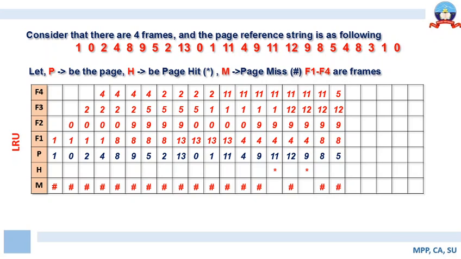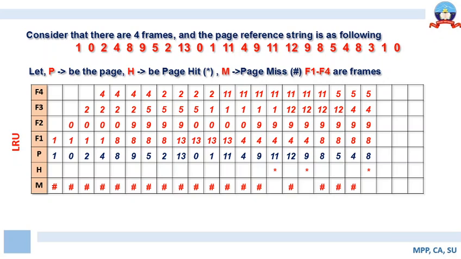Then after 5, I have a page request for page number 4. So out of 5, 12, 9 and 8, 12 has the farthest reference, so 12 is replaced by 4. After 4, I have a page request for page number 8. Since 8 is already available in the memory, I have a page hit. Whenever there is a page hit, no replacement is required.